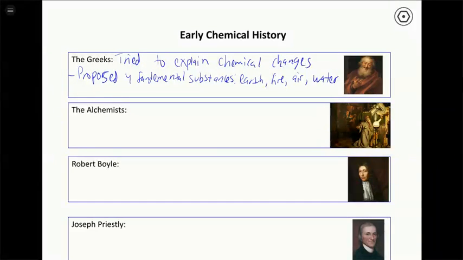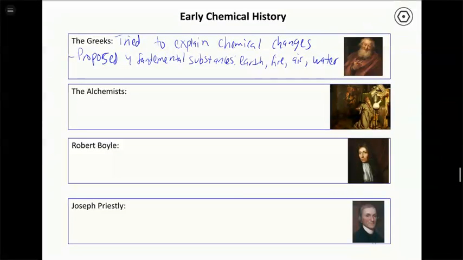Nobody knows who Captain Planet is? My goodness, I'm getting old. All right, so Captain Planet was a superhero that used earth, fire, wind, and water to make his superhero powers or whatever. But anyway, that was the Greeks that came up with that. But that's, of course, not an accurate description of matter.